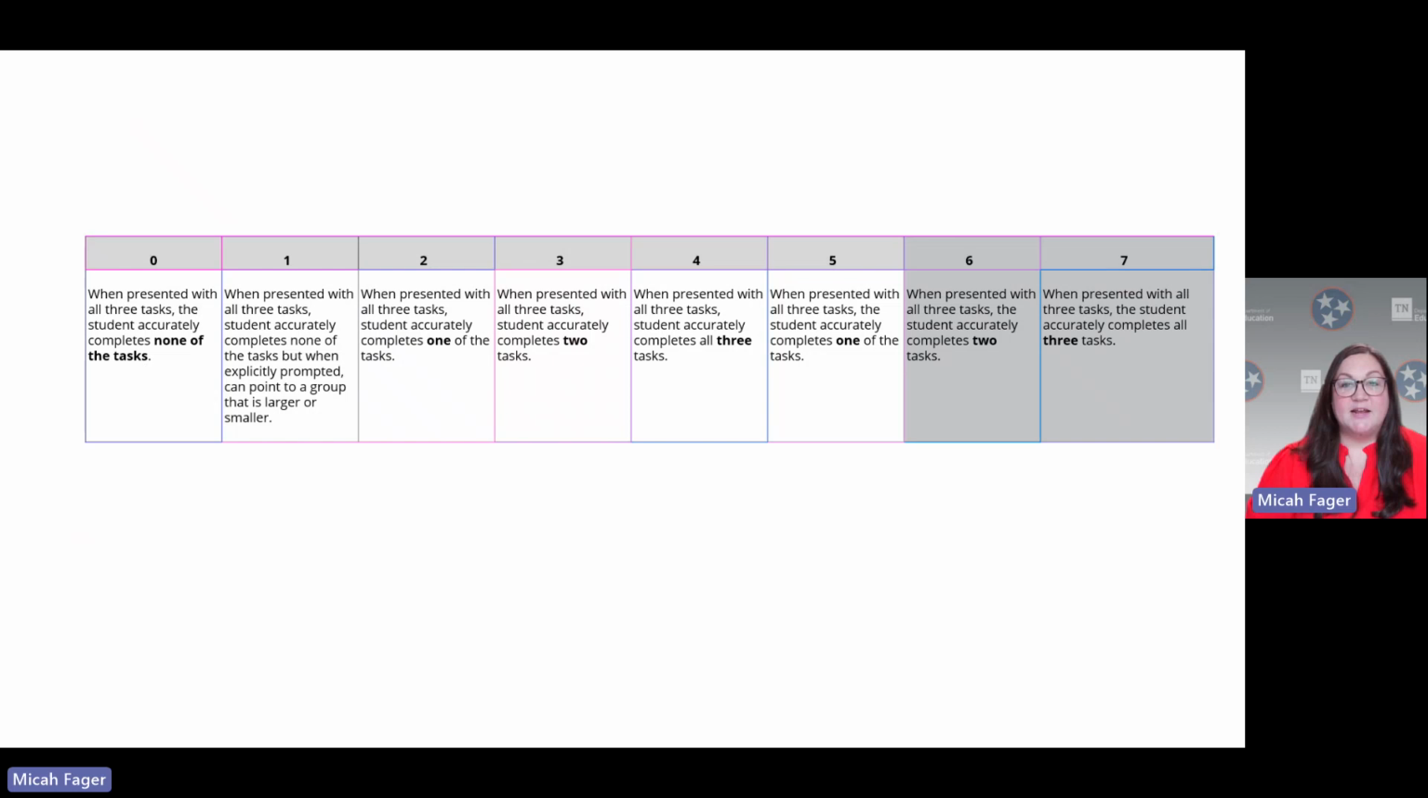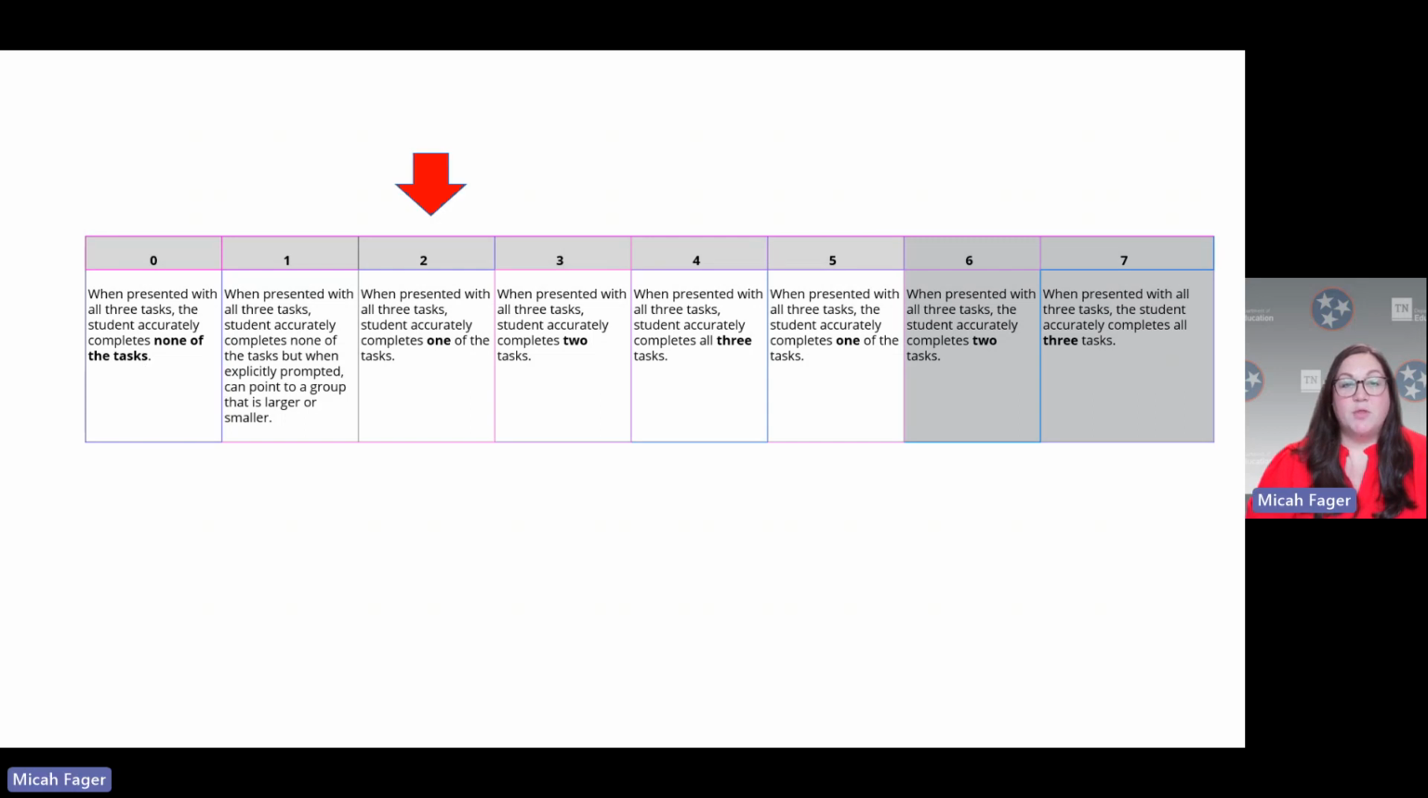A rubric is provided for your scoring. When presented with all 3 tasks, if a student is unable to complete any of the tasks, then the student work receives a level 0. If presented with 3 tasks and the student accurately completes none of the tasks, but when explicitly prompted, is able to point to a group that is larger or smaller, then the student will receive a level 1.